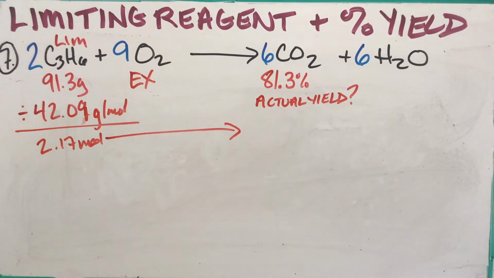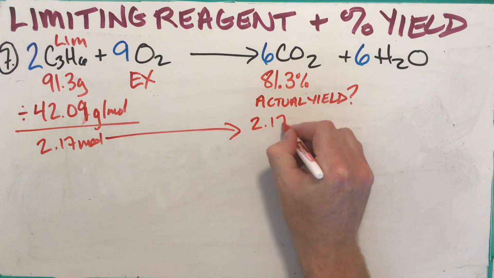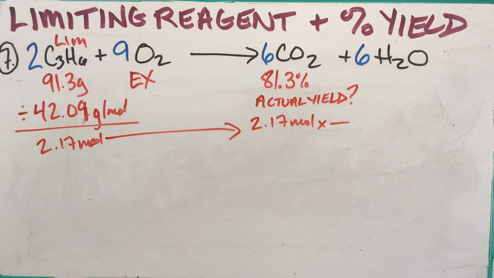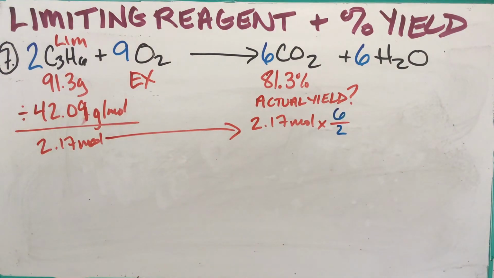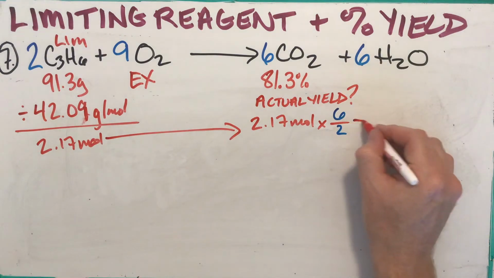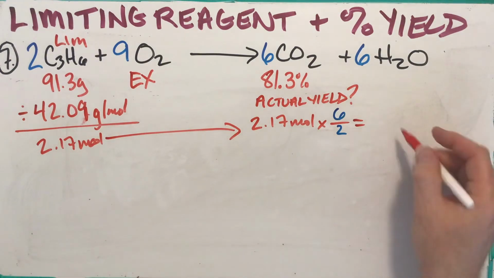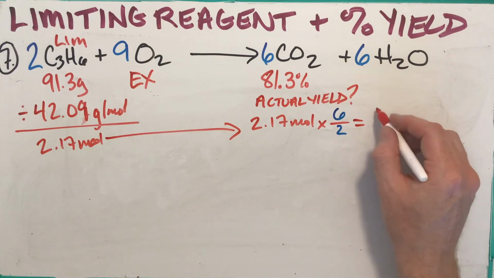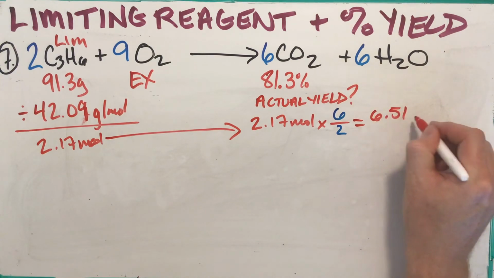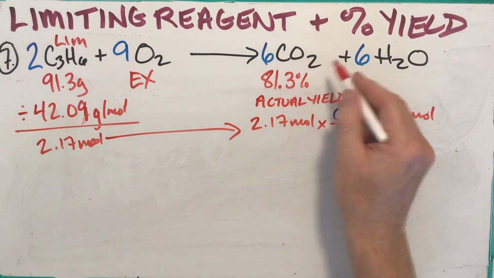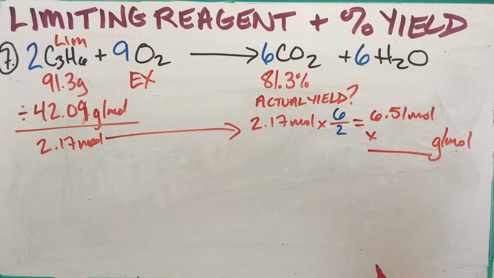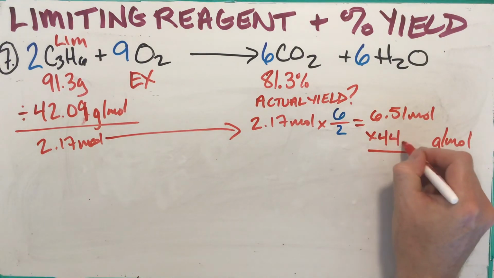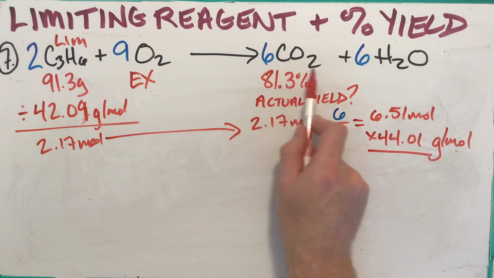I'm going to bring that over here. 2.17 moles times my mole ratio. Now my mole ratio here, head over heels, 6/2. And that's going to equal, I'll put it over here because I'm going to use this space down here, 6.51 moles of the carbon dioxide. Then I'll multiply that by the grams per mole for carbon dioxide, which is 44.01. Again, I'm adding a carbon and 2 oxygens.